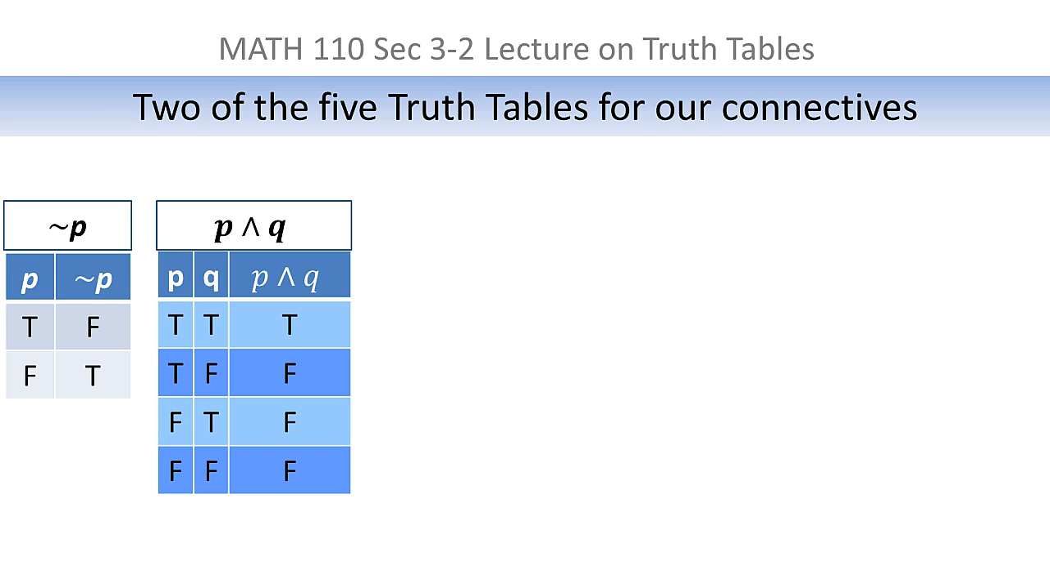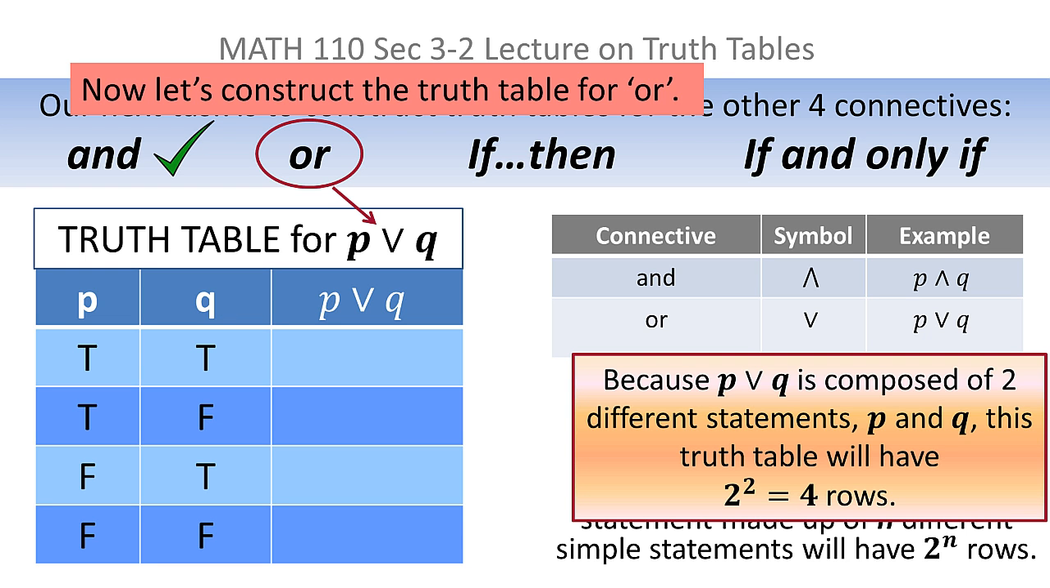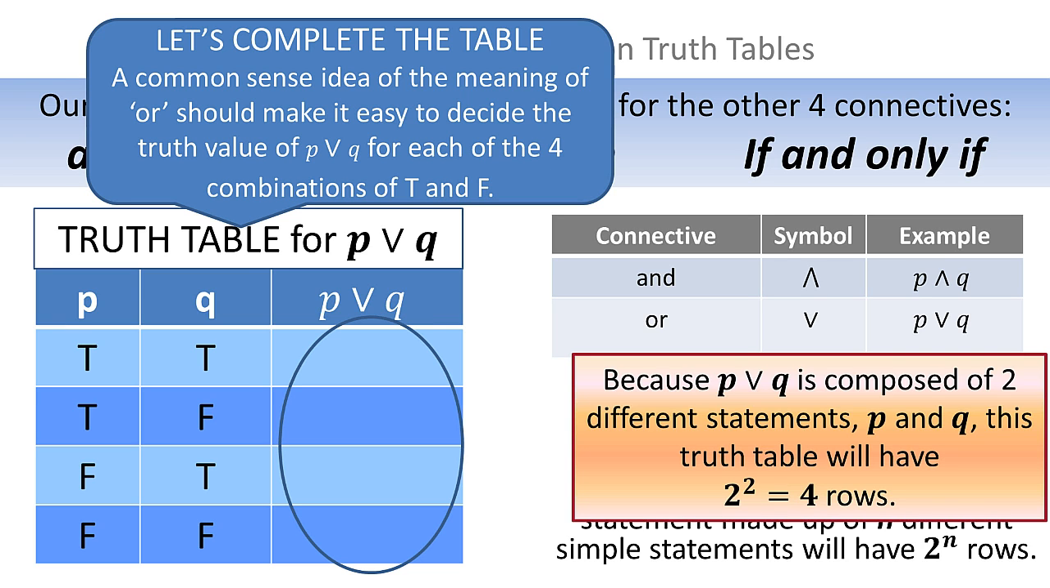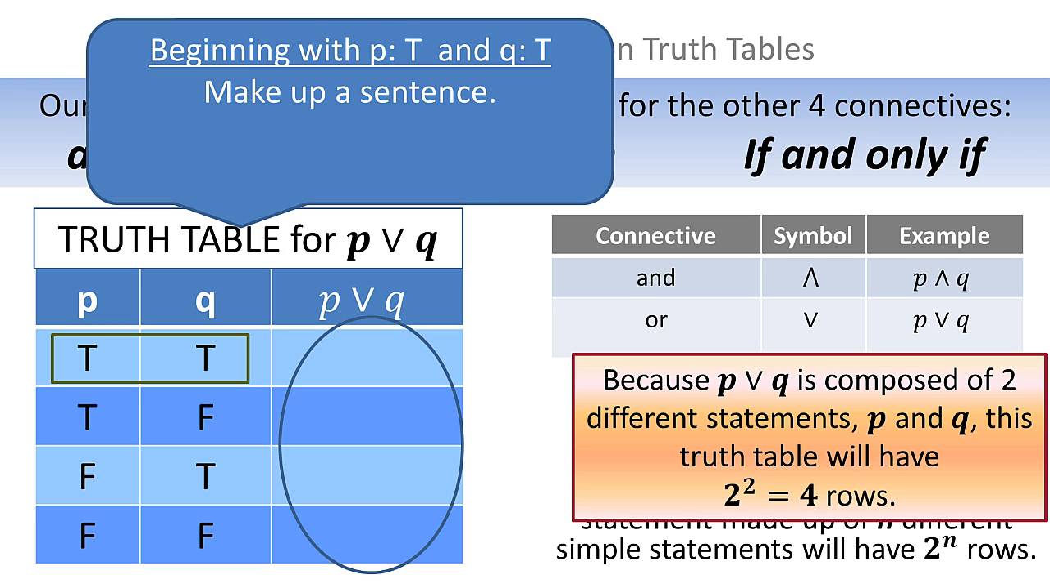Let's keep going. What if I want to get the truth table for the connective or? That's what I've done here. The seeding stays the same. You still have those 4 rows with all combinations of trues and false. So that seeding doesn't change as long as you only have 2 simple statements. And the procedure is the same. I want to look at each row of those and decide what the resulting compound statement should be, true or false. And again, I would make up a sentence, just a simple sentence that helps you think this through.